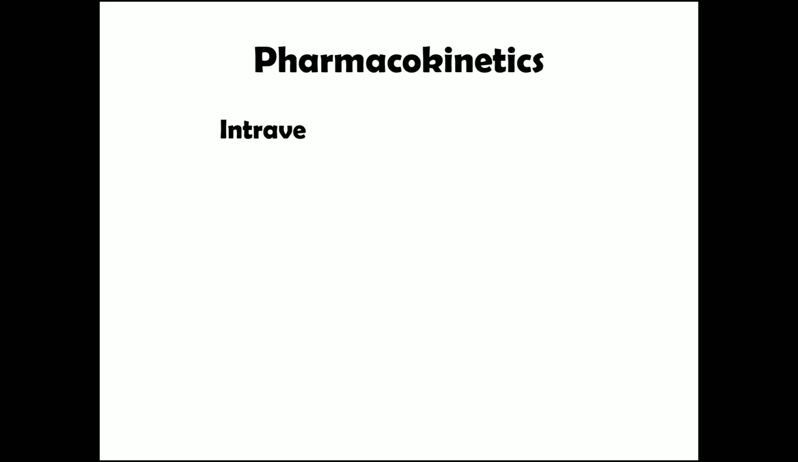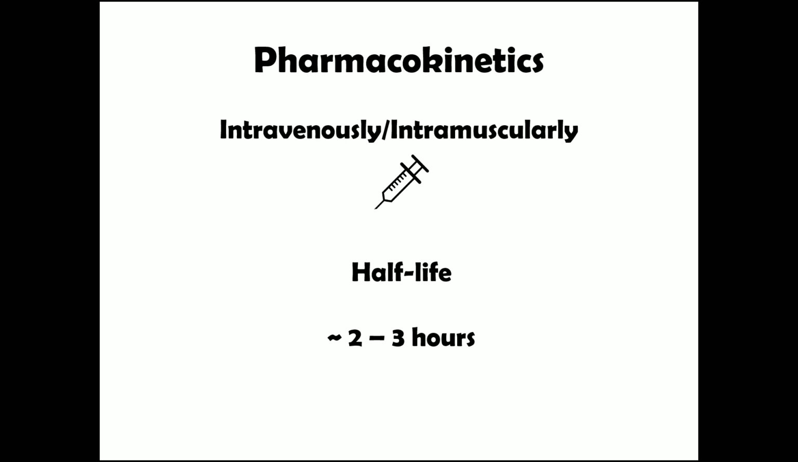Pharmacokinetics. These drugs are most commonly given intravenously or intramuscularly. The half-life of these drugs is about 2 to 3 hours, and they have a characteristic property which is known as post-antibiotic effect, which means even after the half-life of the drug is over, these drugs are going to have their effect lasting for much more time. That's a unique feature of aminoglycosides, known as post-antibiotic effect.